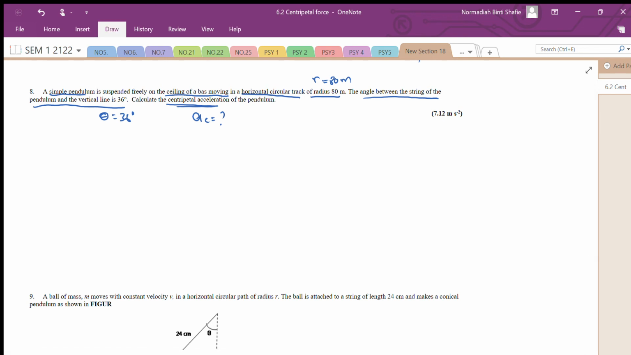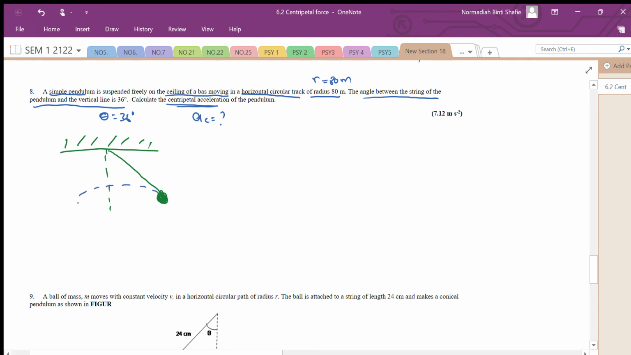Alright, so we start with a diagram. So, this is a ceiling and then a string. Kita ikatkan satu tali. Okay, and then kita ada pendulum bob, and this pendulum bob dia bergerak dalam gerakan membulat secara horizontal. So kalau secara horizontal maksudnya gerakan dia adalah pada paksi X. Saya padam dulu, lebih bulat dia nampak. Lebih kurang ya. Okay, this is a center of the circle. Not very bulat.